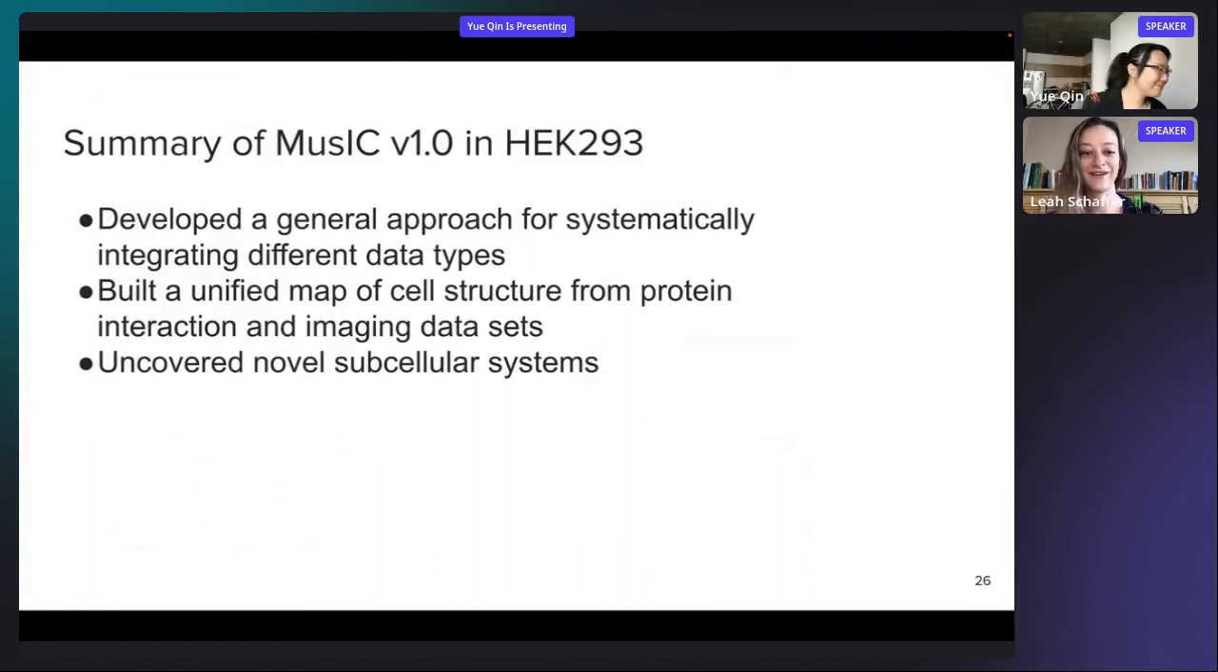To summarize, for this first version of MuSIC, just published in HEK 293, we developed a general approach that is able to systematically integrate large-scale data sets from different data types. This led to building a single unified map of cell structure, in this case from protein interaction and imaging data sets. As Yue just talked about in 2 of the stories, this was able to uncover novel biology and novel subcellular systems whose function we were then able to validate.